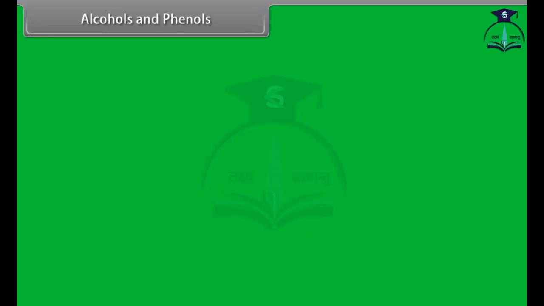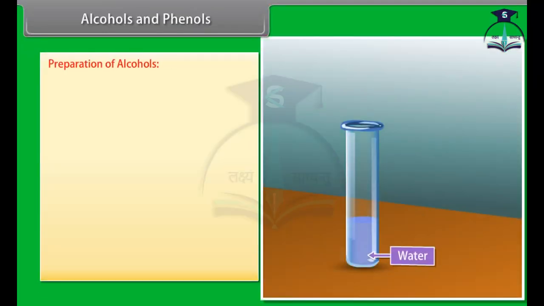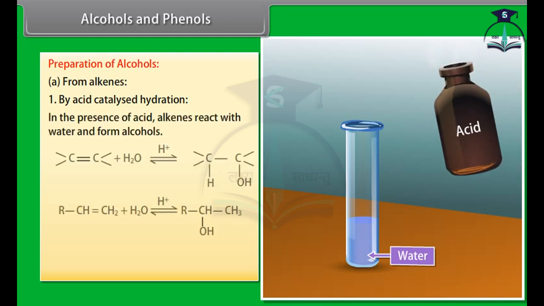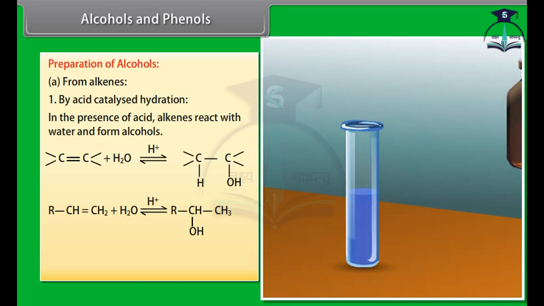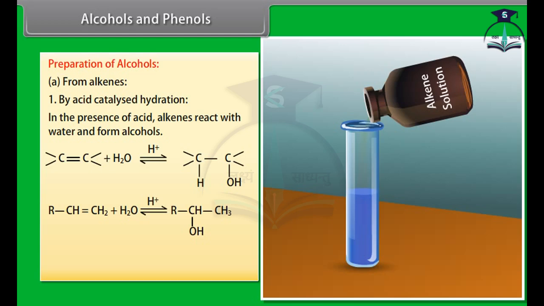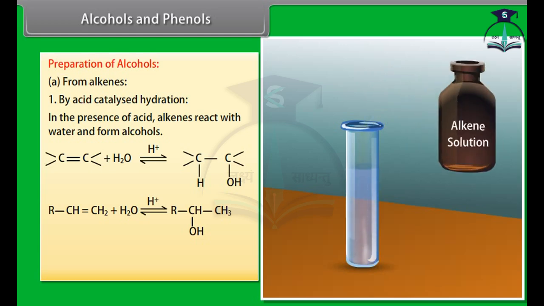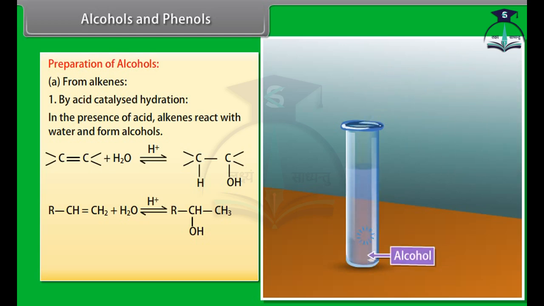Alcohols and phenols. Preparation of alcohols. From alkenes. By acid catalyzed hydration. In the presence of acid, alkenes react with water and form alcohols. Alkene reacts with water in the presence of acid and then forms respective alcohol.